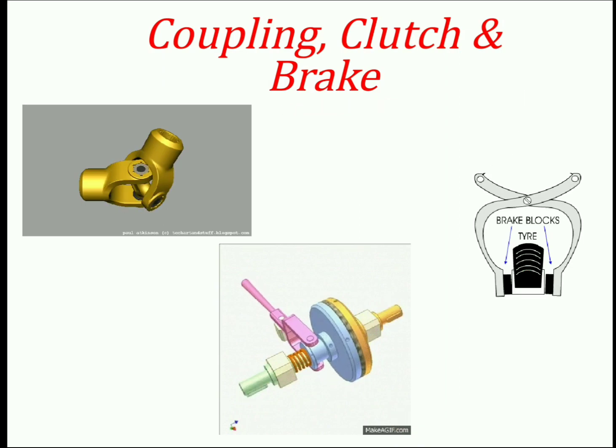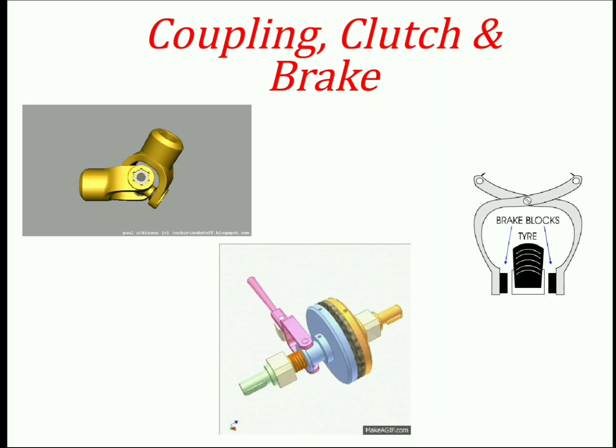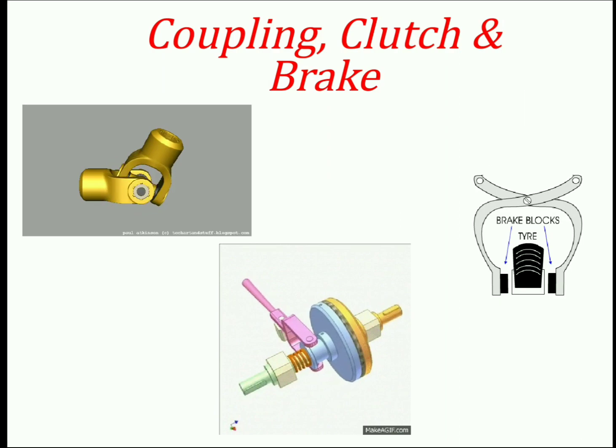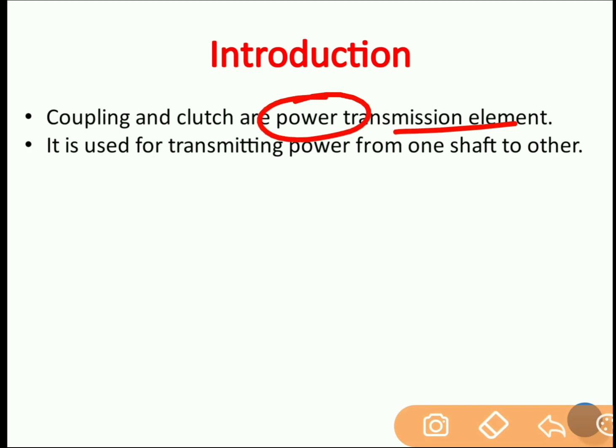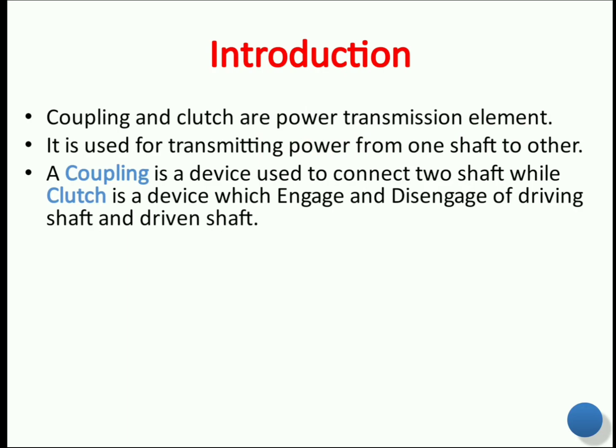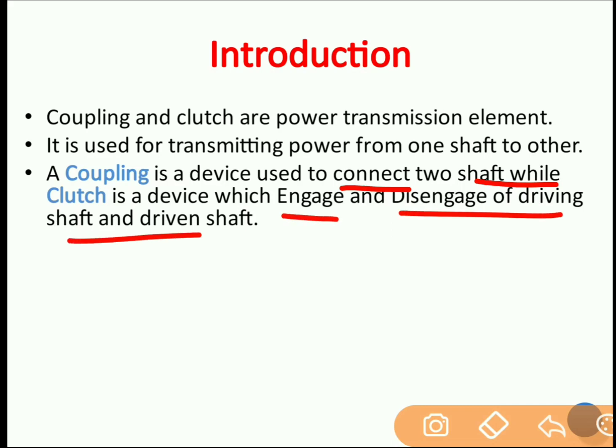Now in the upcoming slides I am going to teach you different kinds of coupling, clutch and brakes. So let's start with the introduction part. Coupling and clutch are the power transmission elements. So coupling and clutch, they both transmit the power from one shaft to another shaft. Coupling is a device which is used to connect two shafts, whereas clutch is a device which is used to engage and disengage driving and driven shaft.